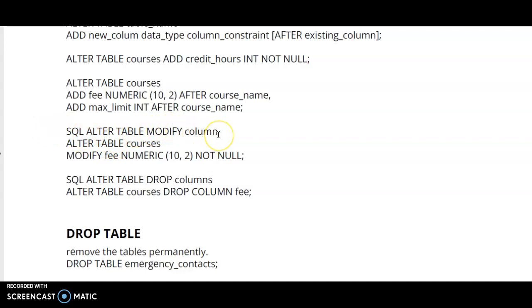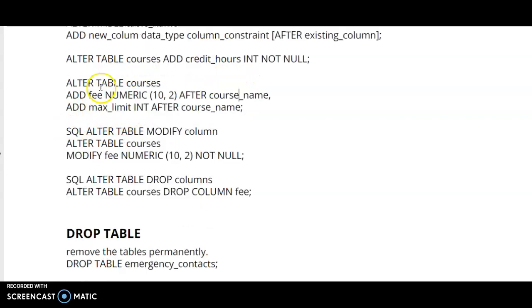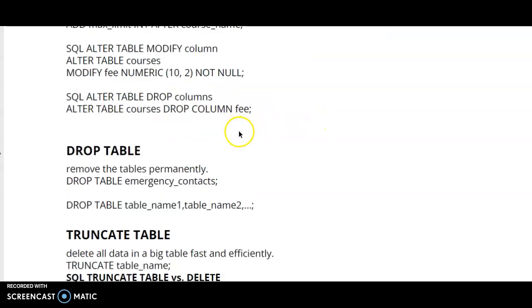SQL alter table modify column. Alter table courses modify p numeric 10, 2 not null. So alter table drop column. Alter table courses drop column p. Here that column p will be dropped using the alter, and the new p column will be modified to numeric. And here we only added the two new columns with their data type and constraint, and the new column will be inserted in the table after whichever column is specified.